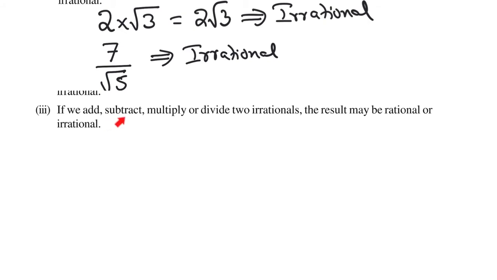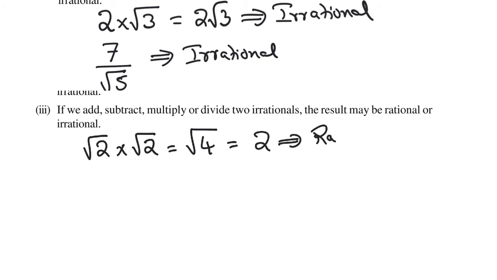If we add, subtract, multiply or divide two irrationals, the result may be rational or may be irrational. So let's multiply two irrational numbers. For example, root 2 multiplied with root 2 is square root 4, which is 2, a rational number. You see the point now? When two irrational numbers are multiplied, the result could be a rational number or an irrational number.